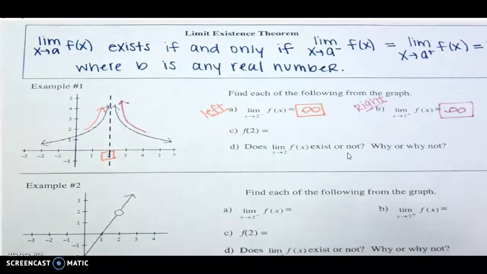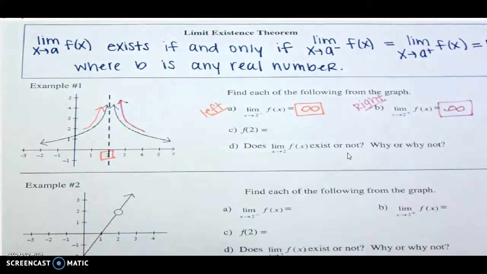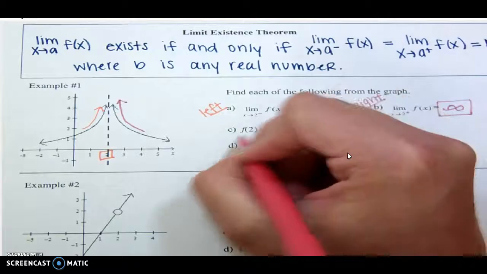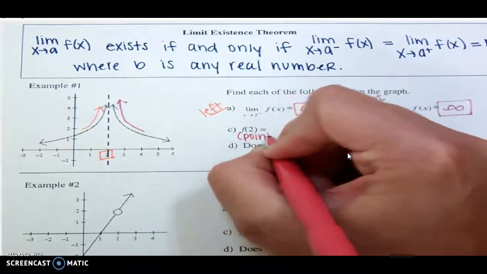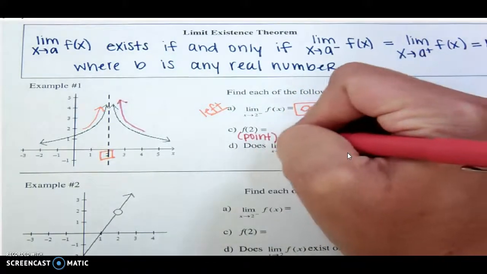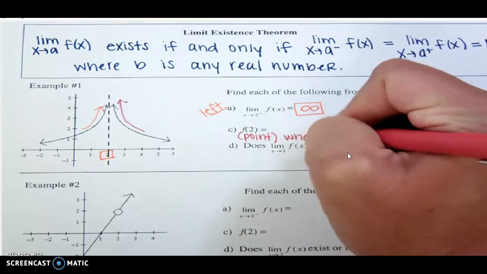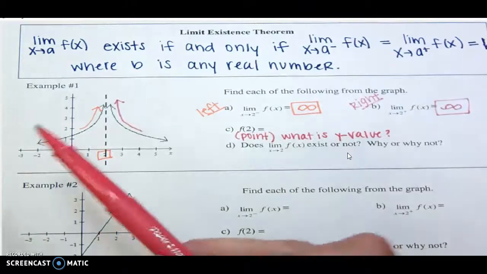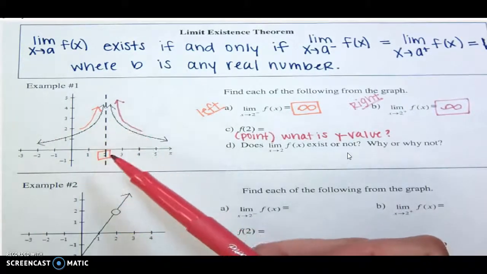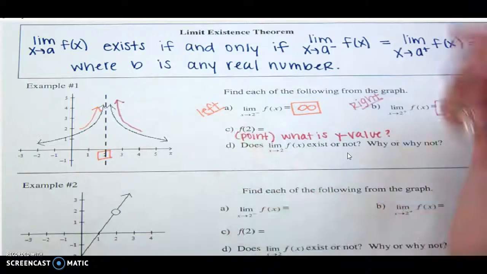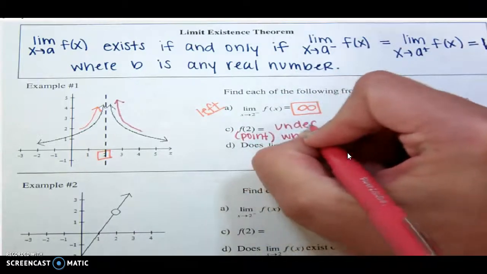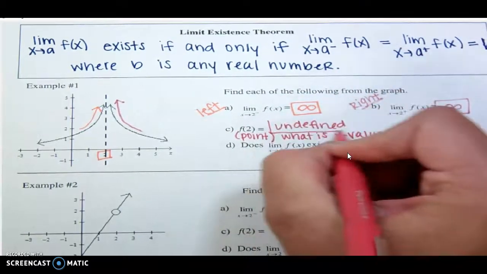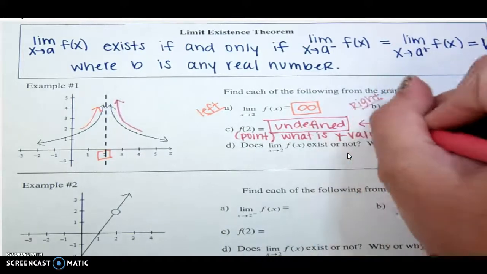Okay. Part C is a little different. It has nothing to do with limits. It's just asking f of 2. So it's asking if there is a point, so you're really looking for a point at 2, then it just wants to know what is the y value. Okay, this graph's a little hard to see because at 2 we have an asymptote there. Okay, so because we have an asymptote there, there's no actual y value. So this would be considered undefined. Okay, because there's no actual point there. And the reason is because we have that vertical asymptote.